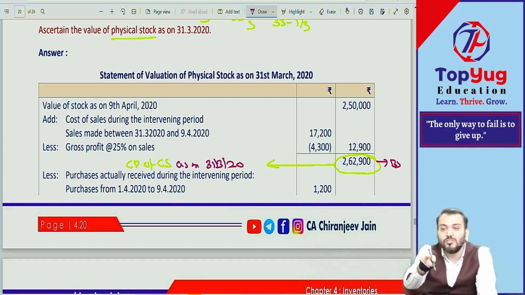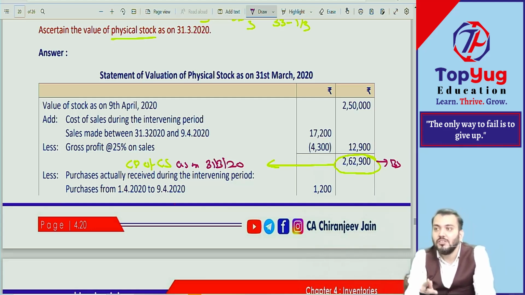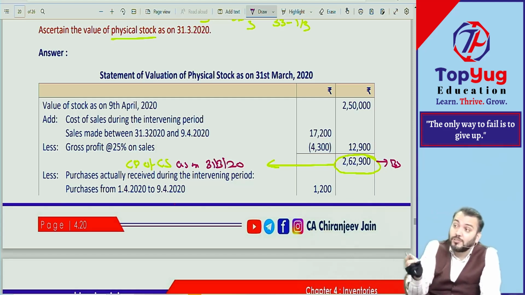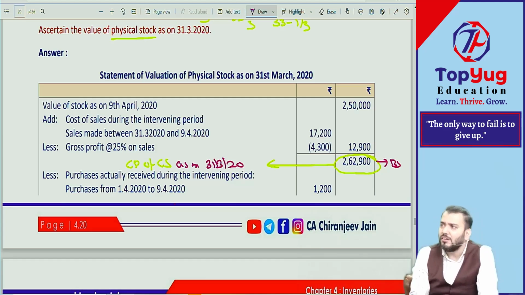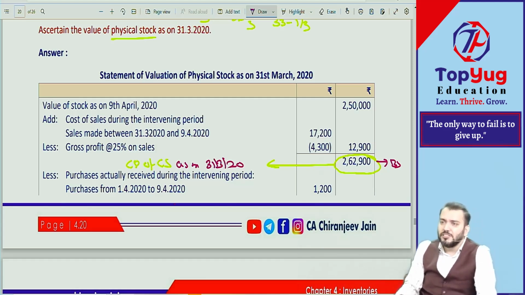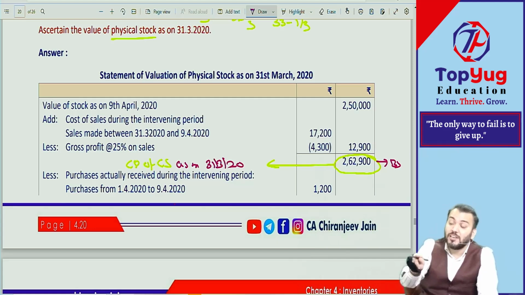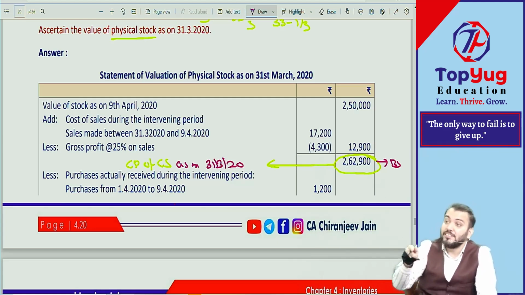In the last two illustrations we have done, check what they have asked. See the question: compute the value of stock. They have not asked for physical stock. So if they ask to compute the value of stock, this is the value of stock. Even though not received, this amount will come in the balance sheet. But they have asked for physical stock. Physical stock means what is available in our premises. What was already purchased but not received is not available, therefore we have deducted it.